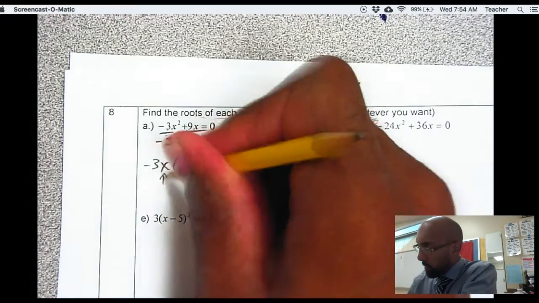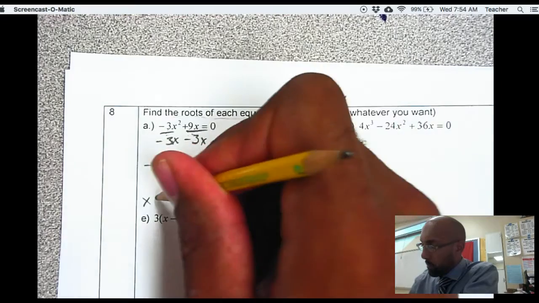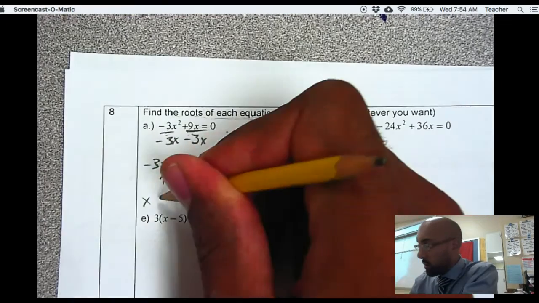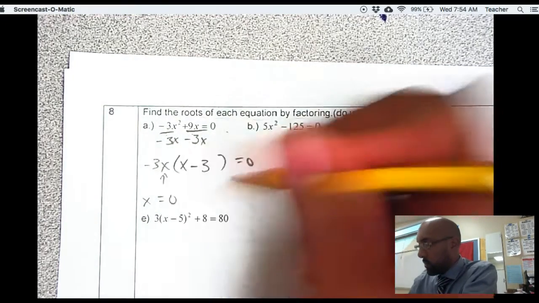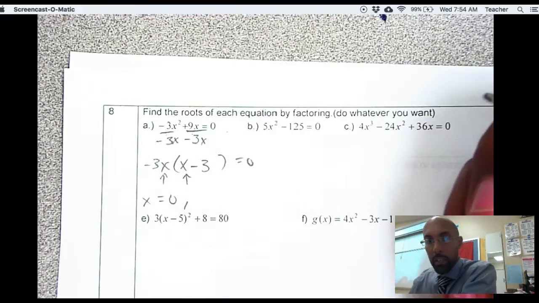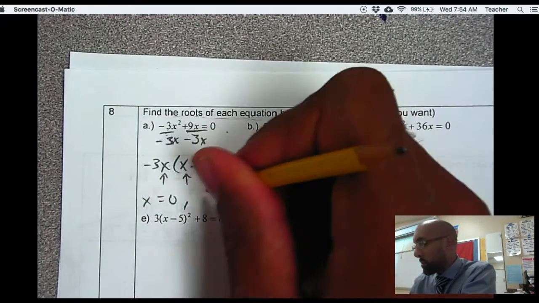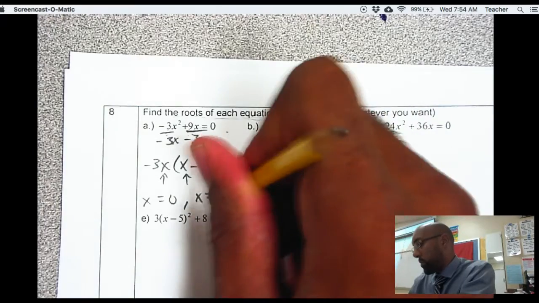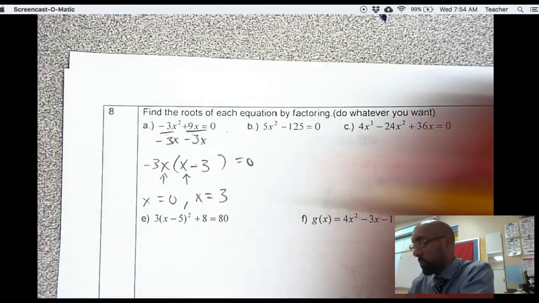So now the first solution will come from here. 3 times what number gives us 0? Just 0. And then the next one will come from inside the parentheses. What number minus 3 gives us 0? 3. Or x is a liar. If that's negative 3, that's positive 3.